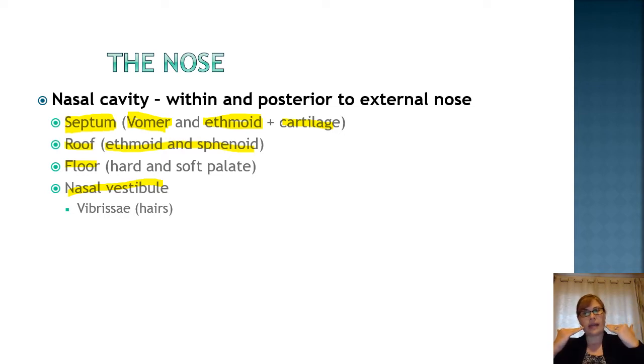The floor of the nasal cavity is shared with the top of the mouth. And so that structure is formed from bone and from fleshy material. So the hard palate and the soft palate are the two structures there, and we'll discuss those in just a minute. This is not easy to do. And then the last part here, the nasal vestibule, I'm not so much worried about, but I do want you to understand this term, vibrissae, is hairs. I don't use that term very often, so I wouldn't stress too much about it.